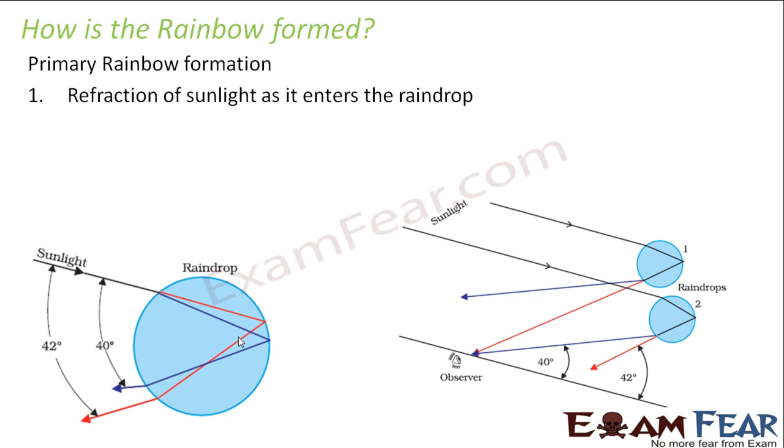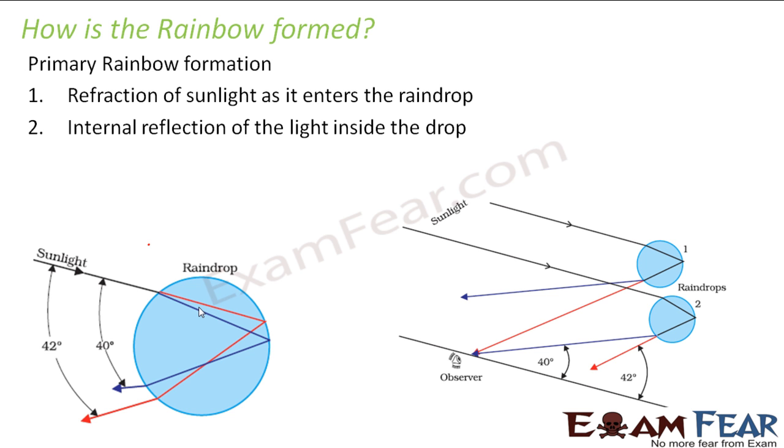So what happens when this sunlight enters the raindrop? Refraction takes place. As you can see in this figure, this is the sunlight which is entering the raindrop. So refraction will take place. Now sunlight is white light, so as it enters the raindrop, it gets dispersed into the different colors. You can see that the red end and the violet end get deviated by different angles because they have different wavelengths and they are entering a medium of different refractive index. So refraction of sunlight takes place.